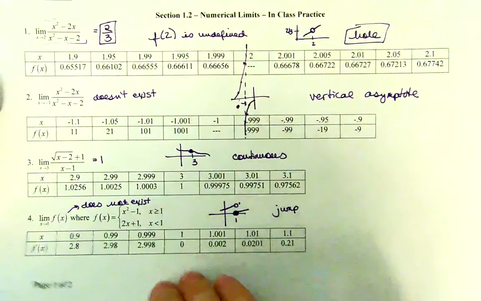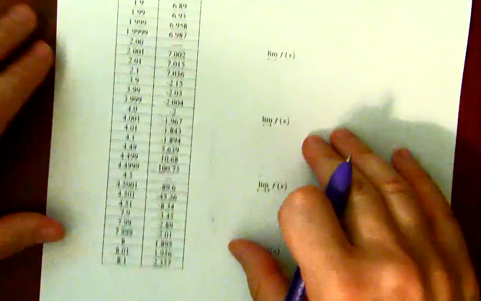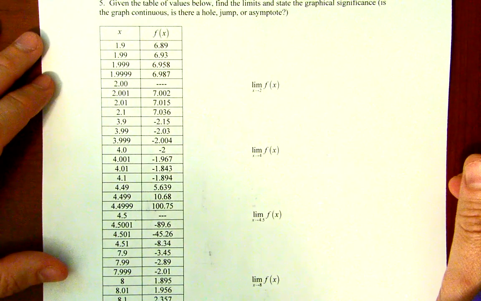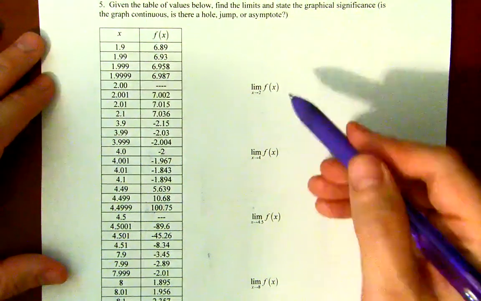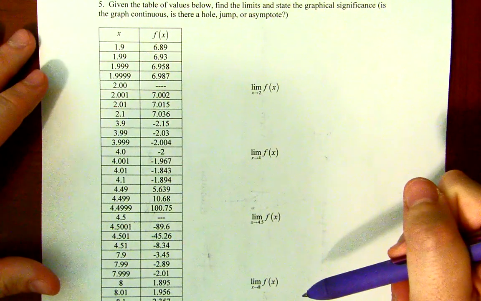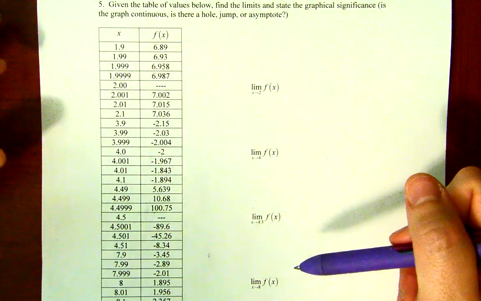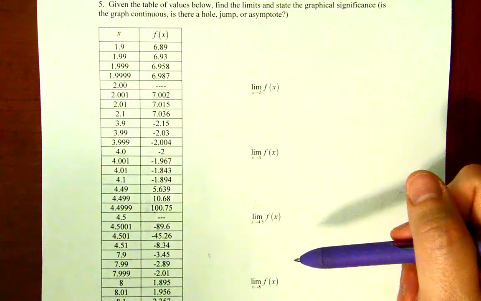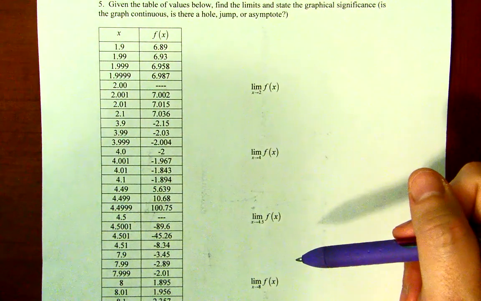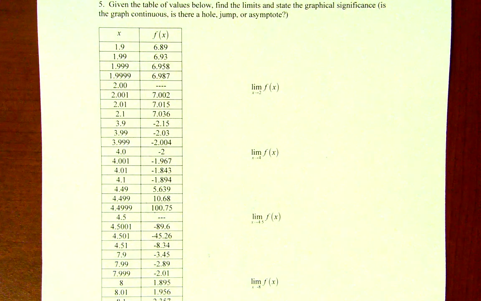I'd like you to take a look at the back of this sheet. We're not given a formula, we're just given a rather lengthy table. I'd like to see if you can find these 4 limit values, and also tell me what's going on on the graph. Is the graph continuous there? Is there a hole? Is there a jump? Is there a vertical asymptote? See what you can do here.